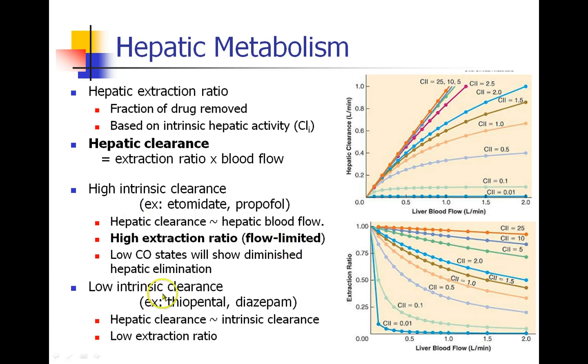We also have some drugs that have a relatively low intrinsic clearance, like thiopental and diazepam. With these drugs, no matter how much flow you send to the liver, it is not going to do a very efficient job of metabolizing them. These drugs have a low extraction ratio, and really their hepatic clearance is limited by their intrinsic clearance. Again, we'll talk about this idea a little bit more in class, but it's something you should think about for a little bit.